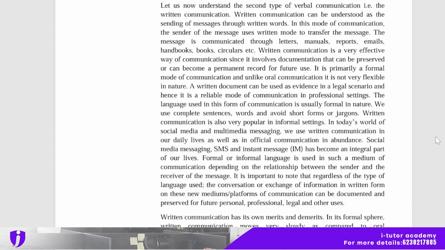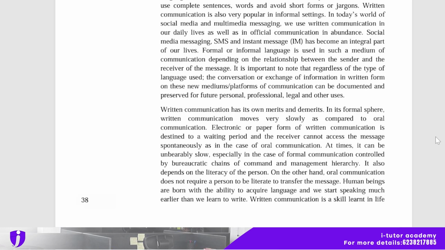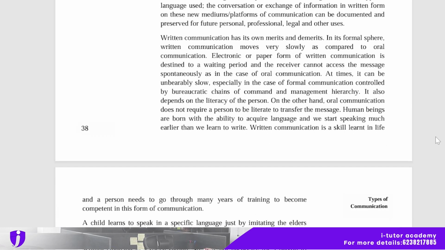Written communication is a very effective way of communication since it involves documentation that can be preserved or can become a permanent record for future use. It is primarily a formal mode of communication, and unlike oral communication, it is not very flexible in nature. A written document can be used as evidence in a legal scenario, and hence it is a reliable mode of communication in professional settings. Written communication has its own merits and demerits.